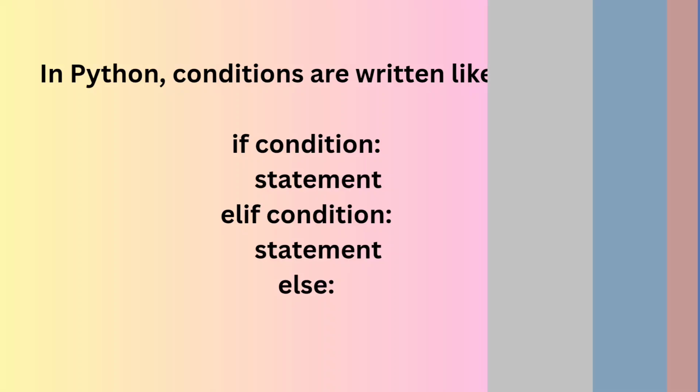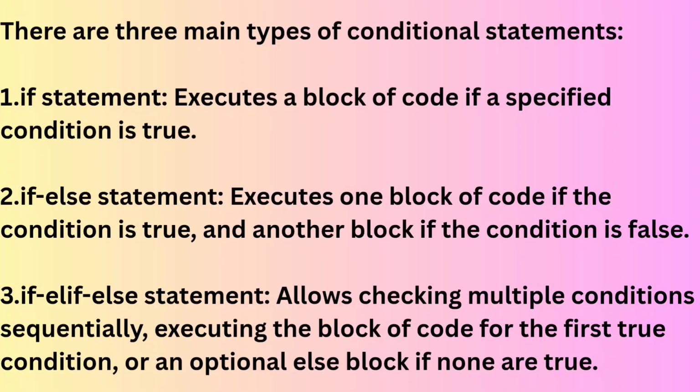In Python there are three main types of conditional statements. First one is the if statement, secondly if-else statements, and lastly if-elif-else statements. Additionally, Python supports nested if statements, where conditional statements are placed inside another conditional statement, but this is not considered a distinct type. So the primary types of conditional statements are if, if-else, and if-elif-else.